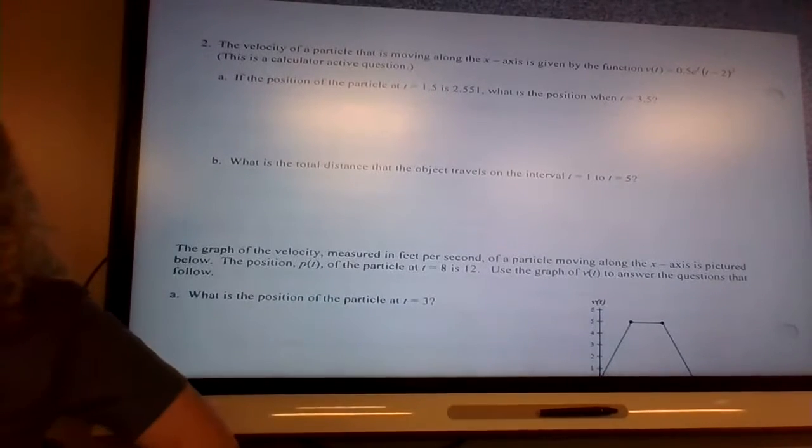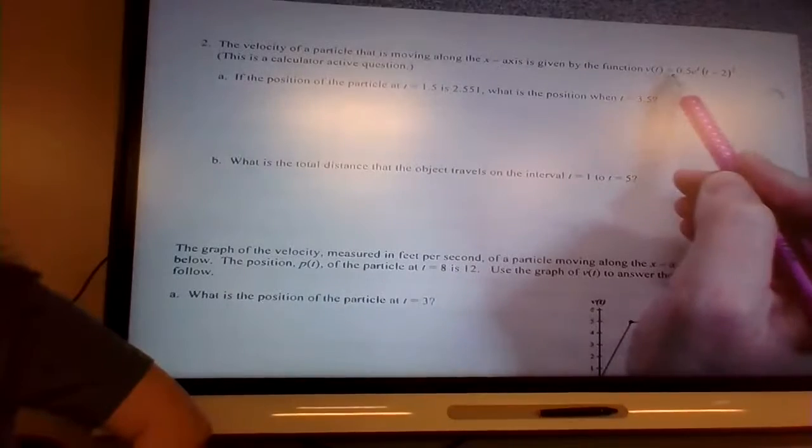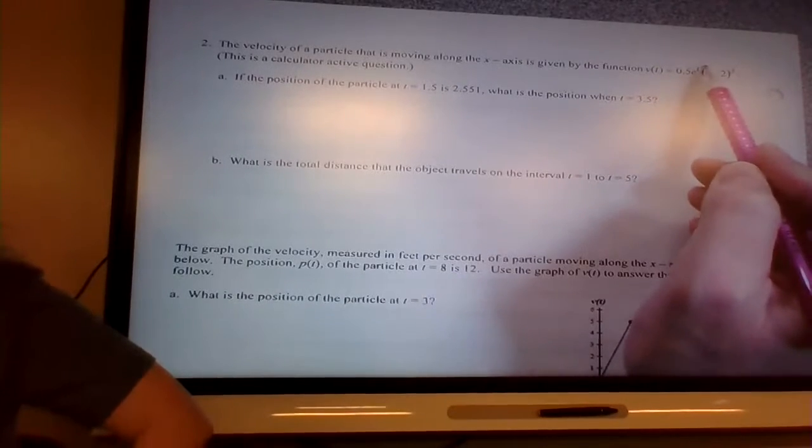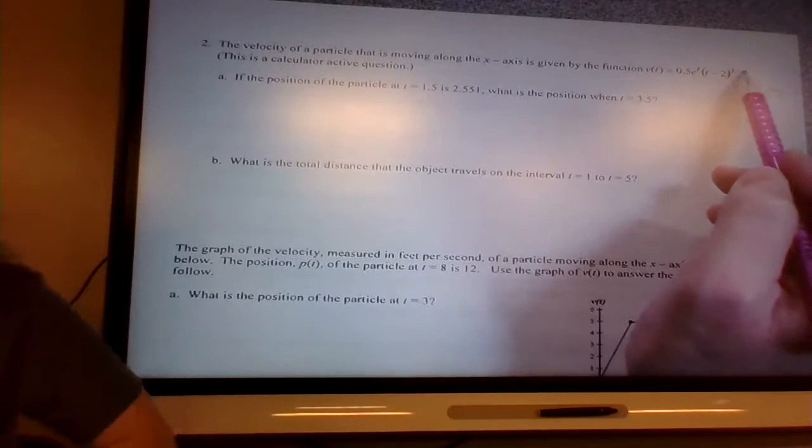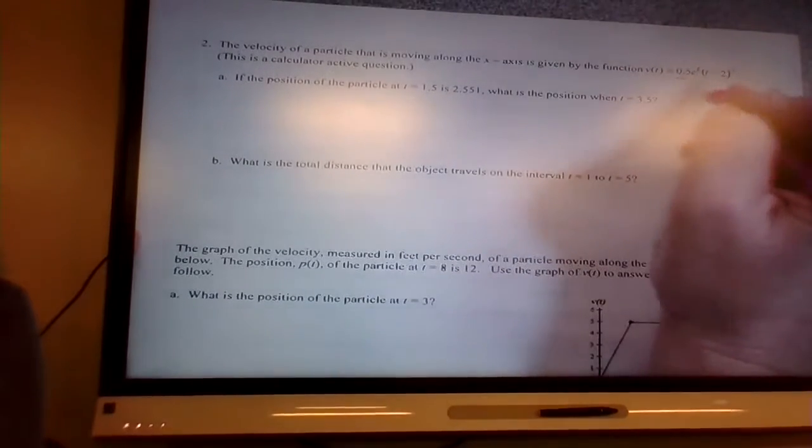Okay, the velocity of a particle moving along the x-axis, and let's see, we've got this function v of t equals 0.5 e to the t times (t minus 2) cubed. Whew, e, oh, that's not pretty.